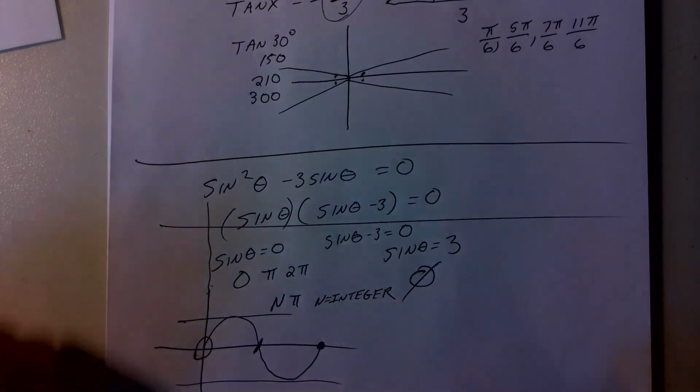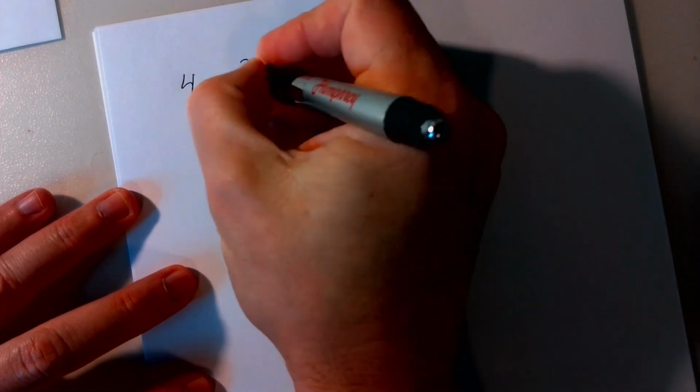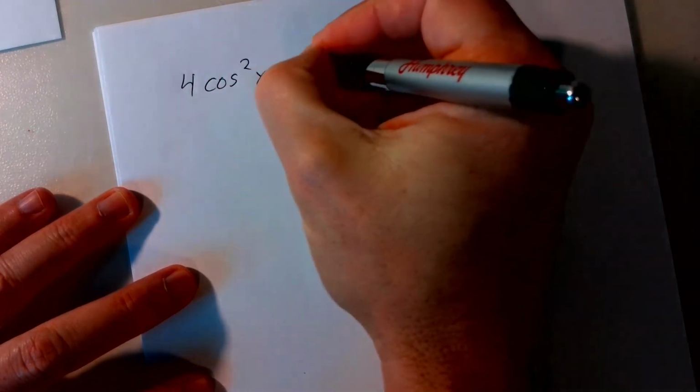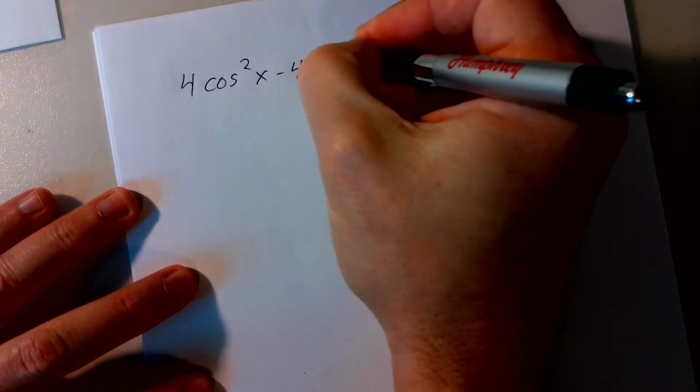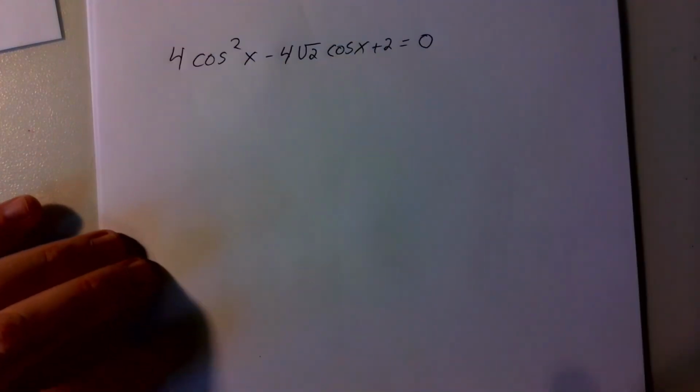Okay, so I'm going to throw one more out here. Stay with me on this stuff, because this one's a little bit sketchier, a little bit tougher. So let's try something like this: 4 cosine squared x minus 4 root 2 cosine x plus 2 equals 0. Let's add a big scary looking equation like this.